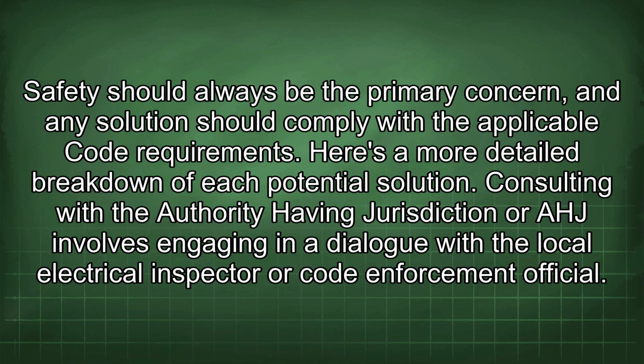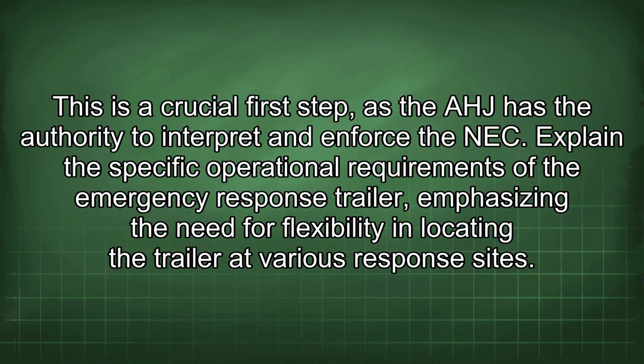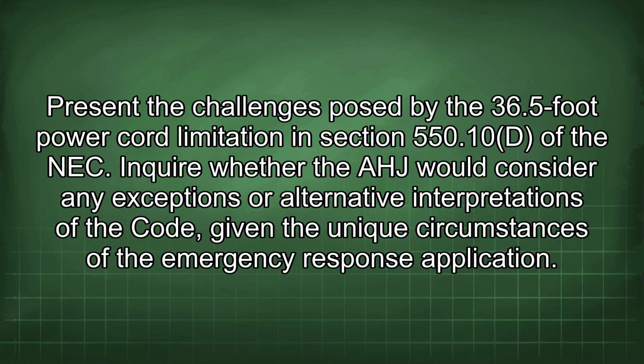Consulting with the authority having jurisdiction, or AHJ, involves engaging in a dialogue with the local electrical inspector or code enforcement official. This is a crucial first step, as the AHJ has the authority to interpret and enforce the NEC. Explain the specific operational requirements of the emergency response trailer, emphasizing the need for flexibility in locating the trailer at various response sites. Present the challenges posed by the 36.5-foot power cord limitation in Section 550.10(D) of the NEC.